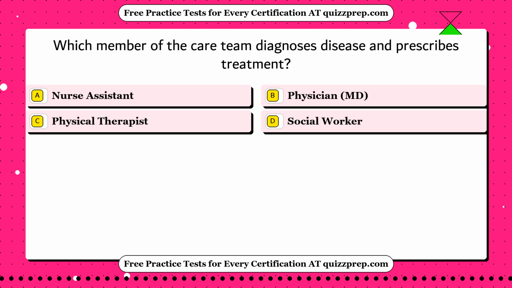Question 72. Which member of the care team diagnoses disease and prescribes treatment? Option A, nurse assistant. Option B, physician, MD. Option C, physical therapist. Option D, social worker.